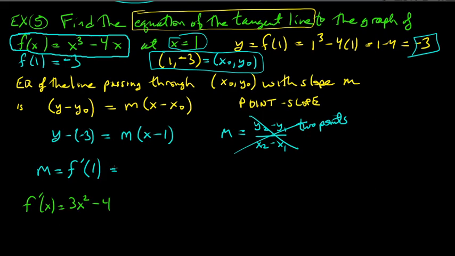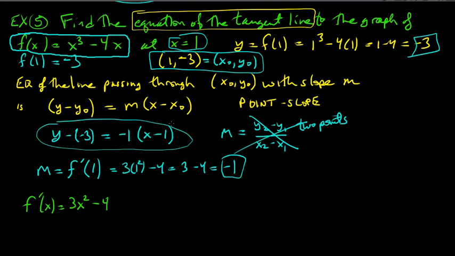So 3 times, I didn't mean to do red. Oh boy. All right, so I'll continue in blue here. This is 3 times 1 squared minus 4. 3 minus 4 is negative 1. Okay, so that's my m. So I can erase this m here and just put in negative 1. And then that's the equation of the tangent line. Now, this is probably not the best way to write it. When I'm looking for the equation of a line, I am looking for the usual form, y equals mx plus b. Okay, so how do we go from this to this?